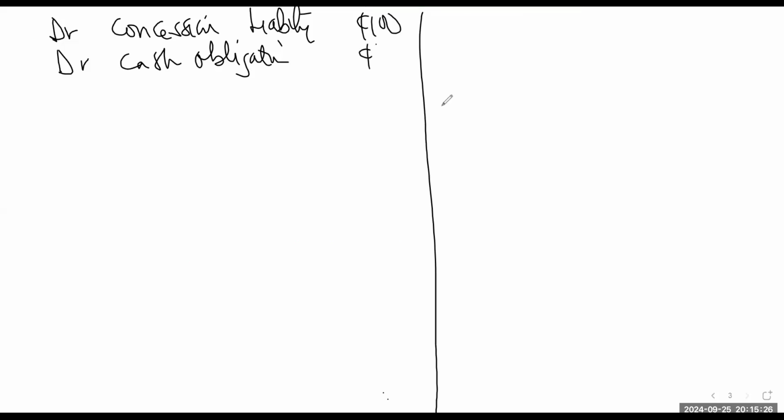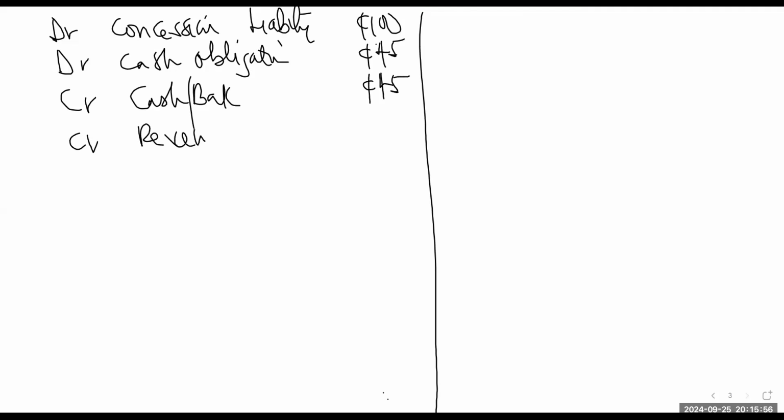In the exam, if they ask you this, you don't need to do the debit, or you can do the debit and explain that the concession liability will reduce by 100 million, which is the amount received, and the cash obligation will also reduce by 45 million. Then what will be the corresponding entries? The first one will be credit cash or bank, 45. Then we credit revenue from non-exchange contracts, which will be 100 million, isn't it? Yes, sir.